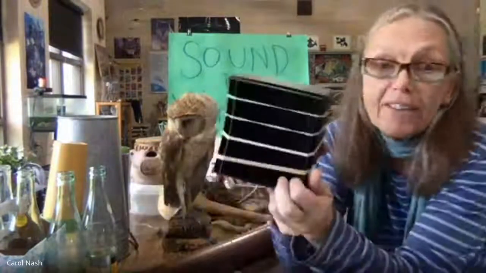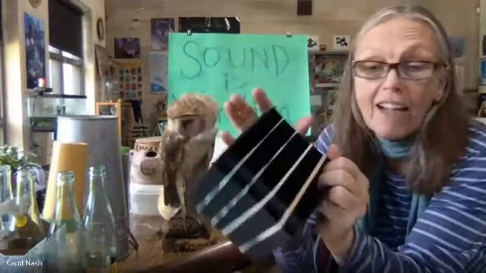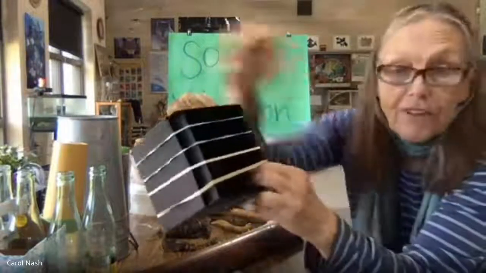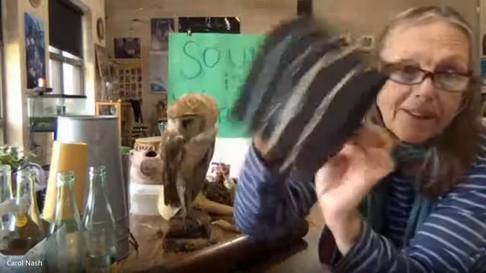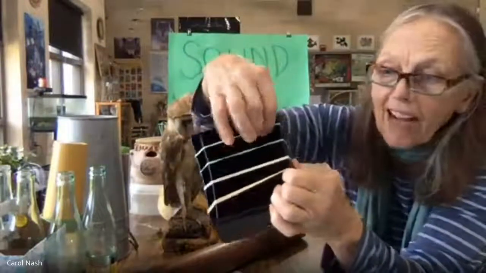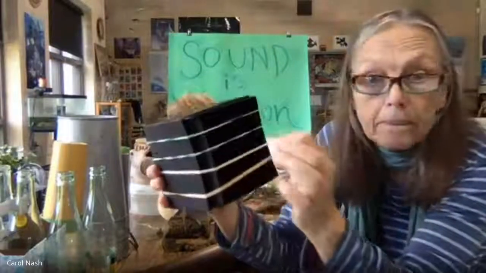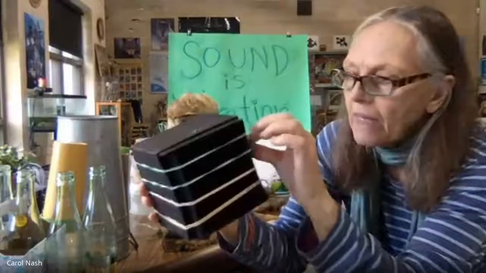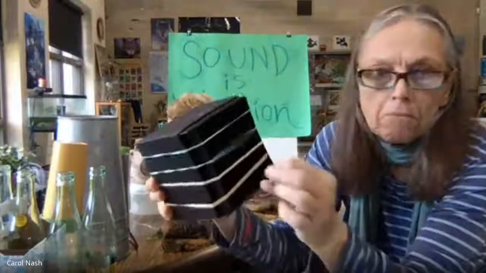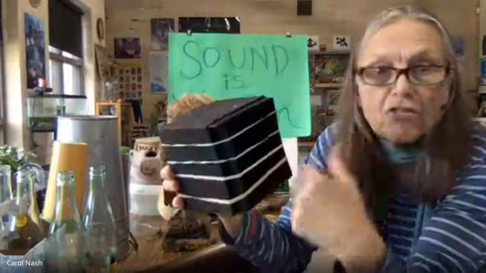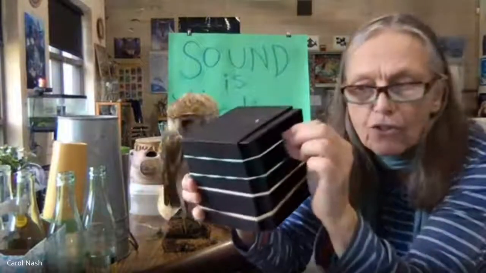So one thing that's fun to do is to get a box and some rubber bands. And then you stretch the rubber band all the way around the box. And then you can pull it tighter or looser. And then the tight one, a little slower. You can change the pitch up and down, depending on how tightly it's strung.